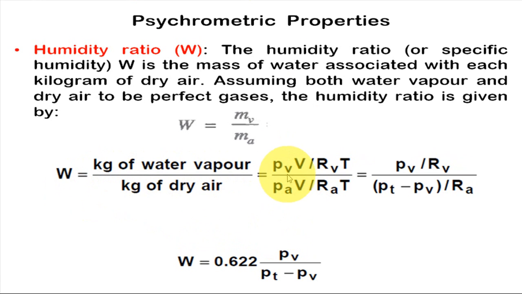We define W using the perfect gas equation: PV upon RV T, and PA upon RA T. After simplifying this, we write PV upon RV, upon PT minus PV upon RA. Ultimately we write W equal to 0.622 into PV upon PT minus PV, where PV is the partial pressure of water vapor and PT is the total pressure.